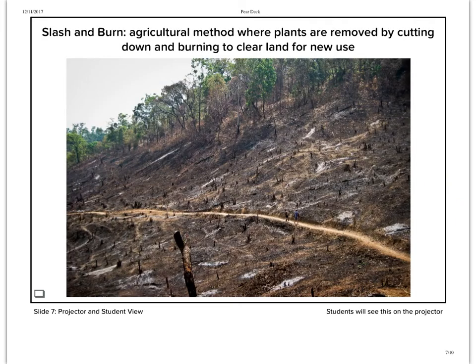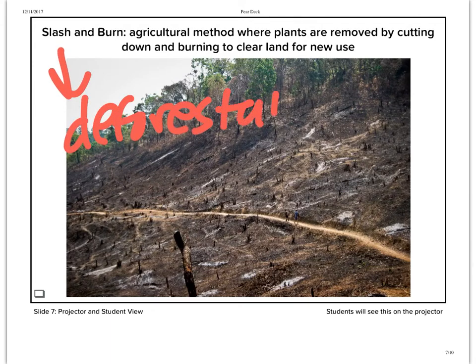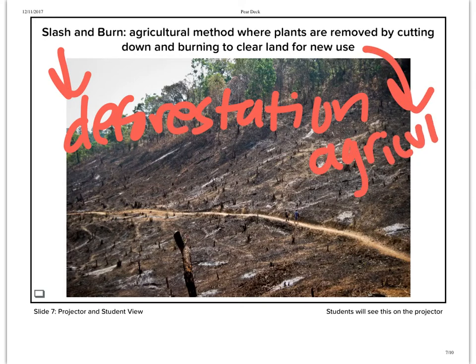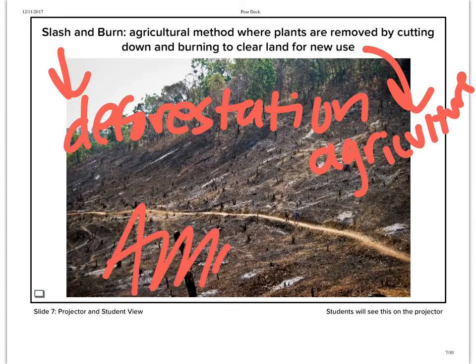Okay. Slash and burn. We see this, it's kind of like a way to make deforestation happen. So this relates to deforestation. It's how we cut down these forests. It is an agricultural method where plants are removed by cutting down and burning to clear land for new use, which could be agriculture. This is a big deal in the Amazon. This is happening a lot in the Amazon.